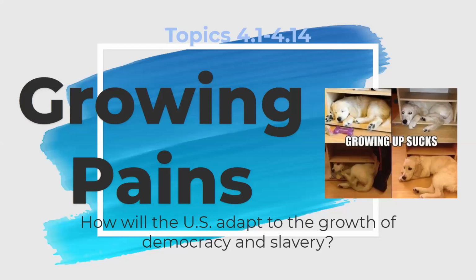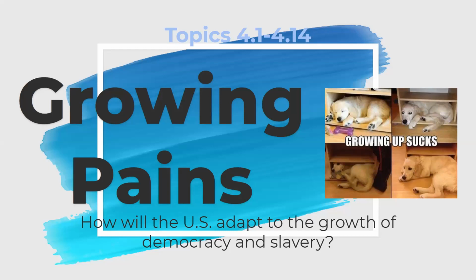Hey guys, so this is my recorded lecture for period 4. So this will cover the entire range of topics from 4.1 to 4.14. It doesn't go 100% in chronological order of your book, but this is just following the PowerPoint that you've been shown in class. So period 4 is all about the time period from 1800 to 1848.